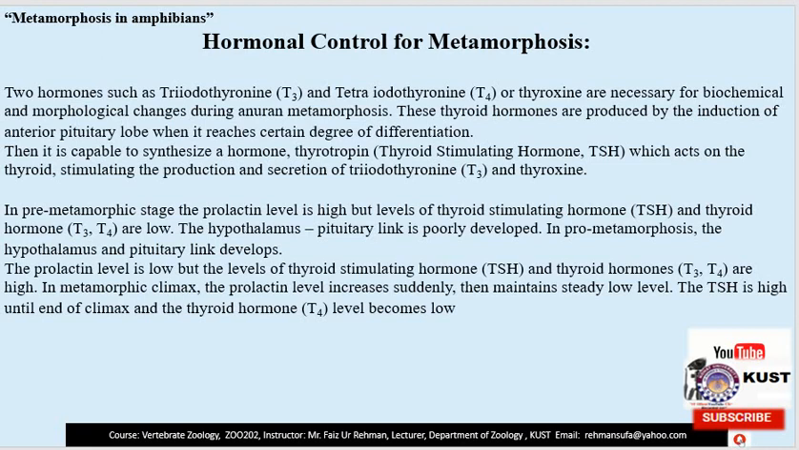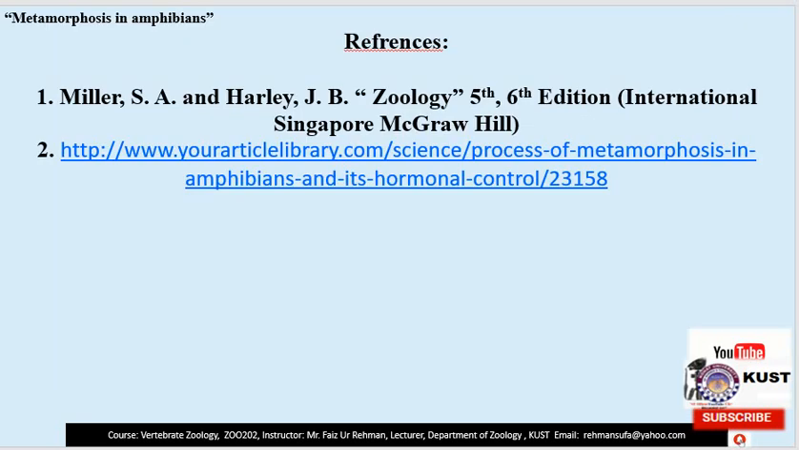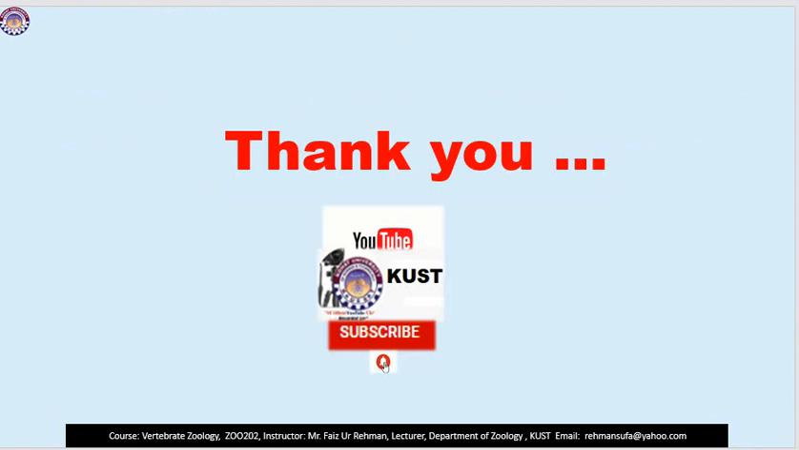In metamorphic climax, the prolactin level increases suddenly, then maintains a steady low level. The thyroid stimulating hormone is high until the end of the climax and the thyroid hormone level becomes low. This is the final schematic representation of larval development and metamorphosis in a typical frog.